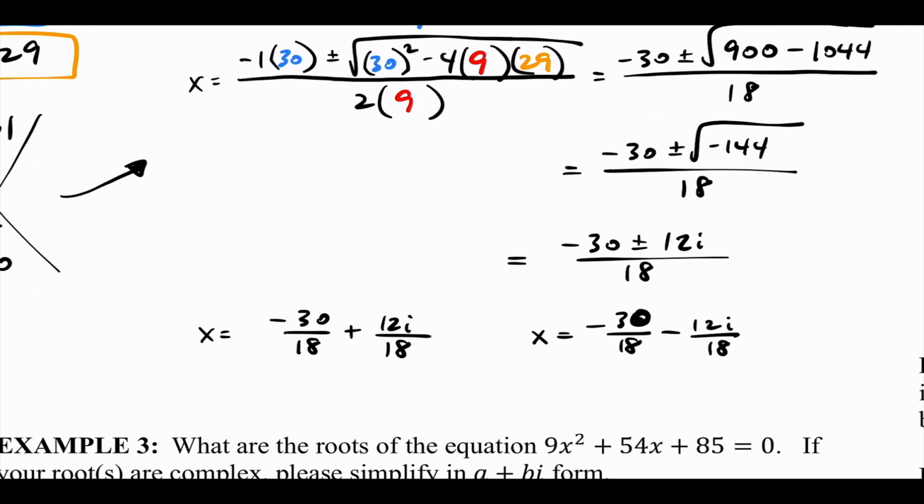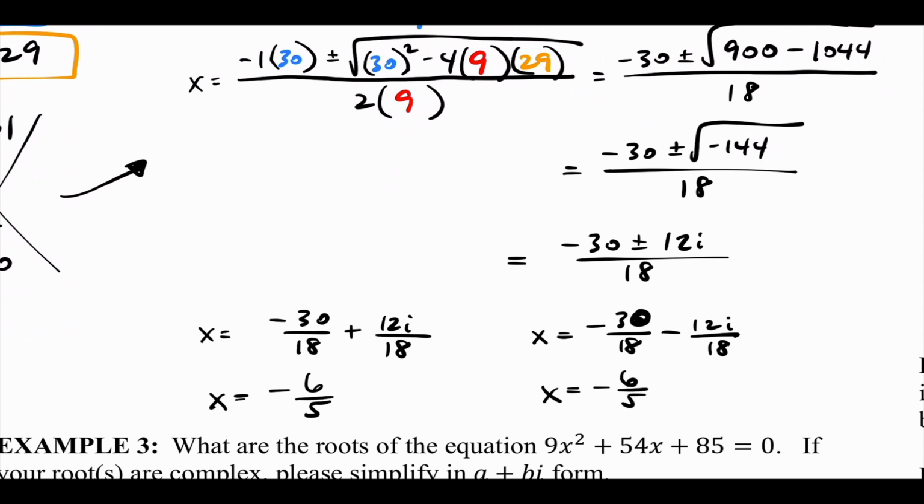Okay. I got 1 plus, 1 minus. You notice how the negative in front doesn't change, though? That one stays. The only thing that changes is the sign in the middle. Reduce. What's the biggest thing that goes into 18 and 30? 6, right? So you divide that by 6, divide that by 6. You get -6/5.